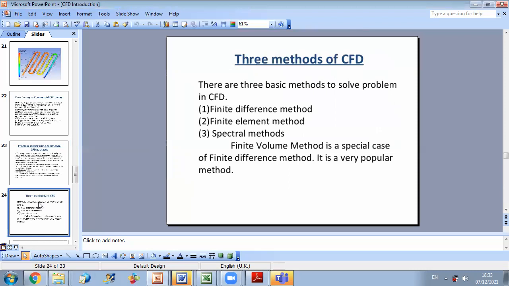Okay, so you have different methods of numerical solutions in CFD. You can use the finite difference method, you can use the finite element method, and you can use spectral methods. In ANSYS Fluent, we will use the finite volume method. Okay, so the finite volume method is a special case of finite difference method. It's a very popular method, and it is the method that is the base of ANSYS Fluent.